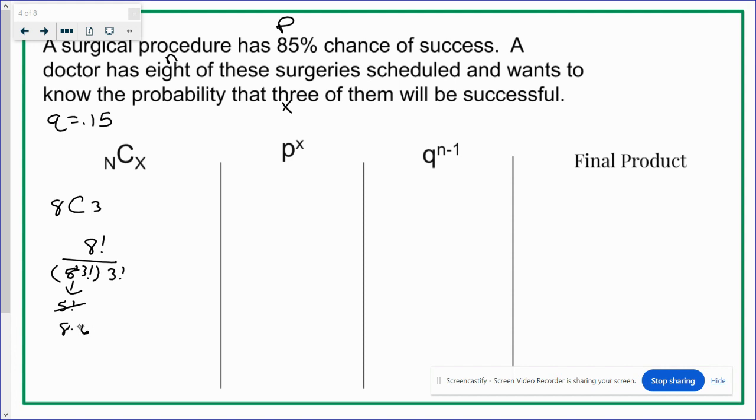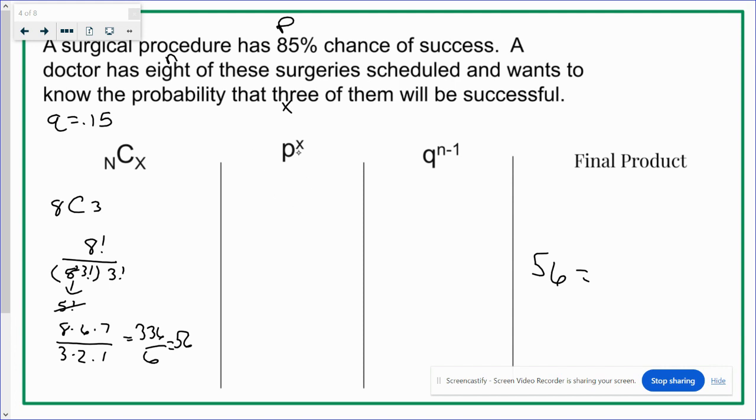So we're just going to have 8 times 7 times 6. Sorry, I wrote that in the wrong order, but that's okay. And then on the bottom, 3 times 2 times 1, because we still have that 3 factorial. That is 6. On the top, 8 times 7 times 6 is 336. 336 divided by 6 is 56. So that is step 1. Let's write that. That's our first part of our final product.